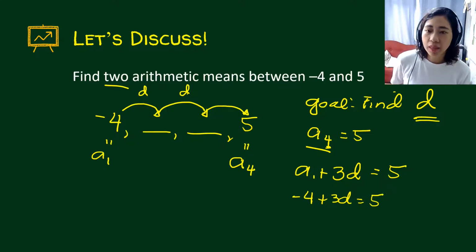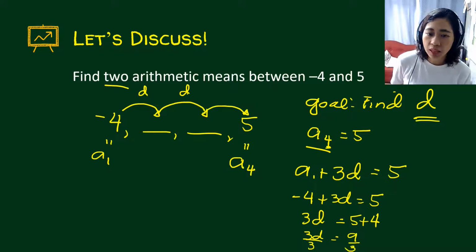Tama? And then we will now isolate D. Ilipat ko muna. So, this is 5 plus 4. We will transpose. So, 3D is 9. Dividing both sides by 3. So, divide by 3. We now get that D is equal to 3. Understand? So, yun na.